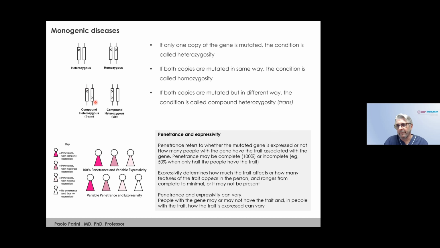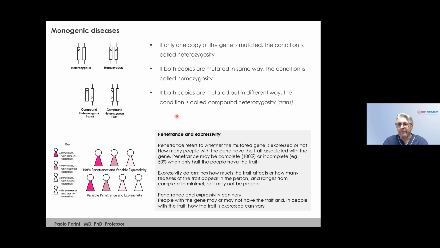and this is called compound heterozygosity, whereas when 2 different gene defects are present in the same copy, it is called compound heterozygosity, but in cis. These 2 conditions may, from a clinical point of view, be exactly the same or lead to the same kind of problem.